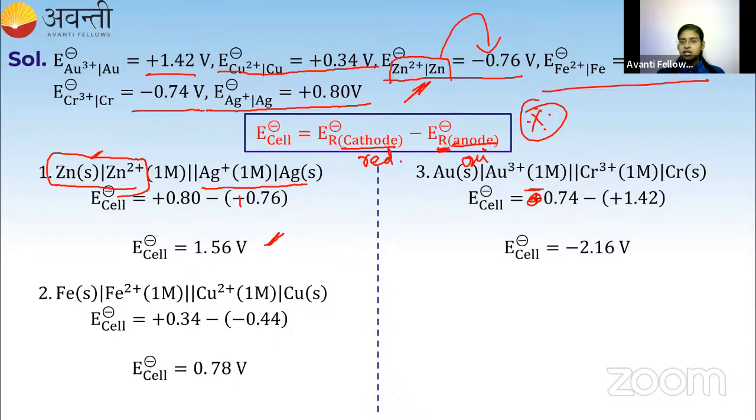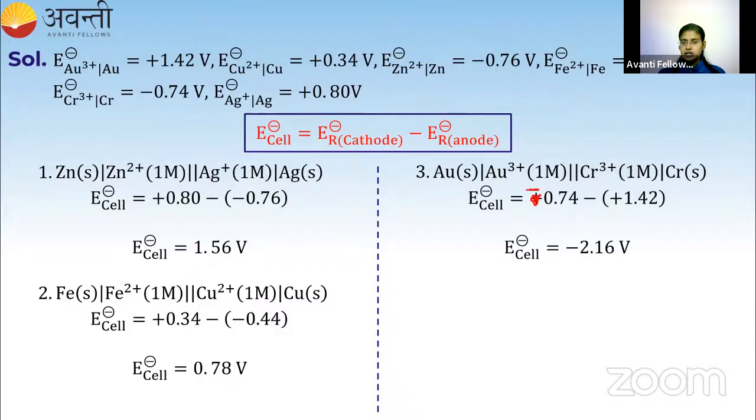Okay, Sneha wants me to explain the third one. This is a typing mistake, and we'll have negative here. Chromium is getting reduced, so it goes at the cathode, because reduction happens at the cathode. The chromium reduction potential value is minus 0.74, and minus of the oxidized ion, gold, whose reduction potential value is plus 1.42. I'm just substituting and getting the answer. Clear, Sneha? Any doubt? It's also direct substitution only. Nothing to worry about. The E naught value is given as positive for copper and gold. That's all.